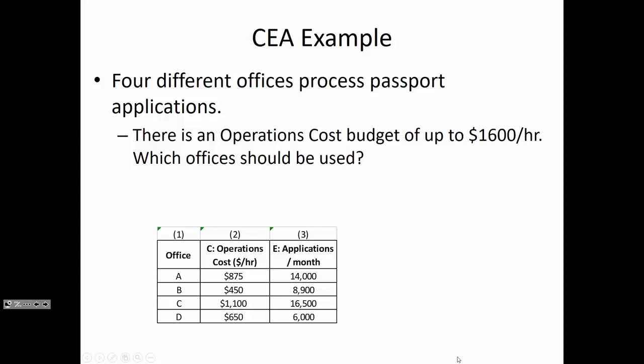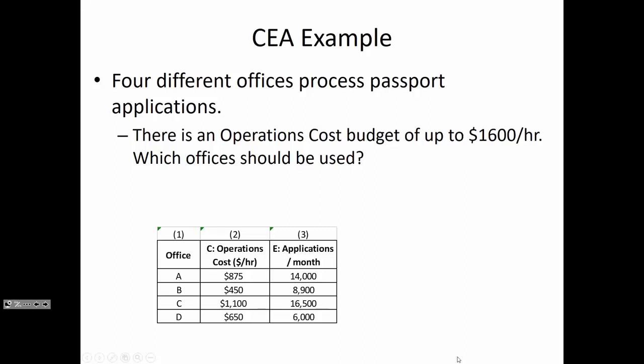If you have capital rationing, meaning there's some sort of a budget limit, the $1,600 per hour is capital rationing. You can't have all of these offices operating at once because if you add up their operation costs, it's going to exceed the amount of money that's available. We've only got $1,600 per hour that we can spend. And so what we want to do is spend the money where it matters the most. And so we have to figure out how efficient each of these offices is at what they're doing.